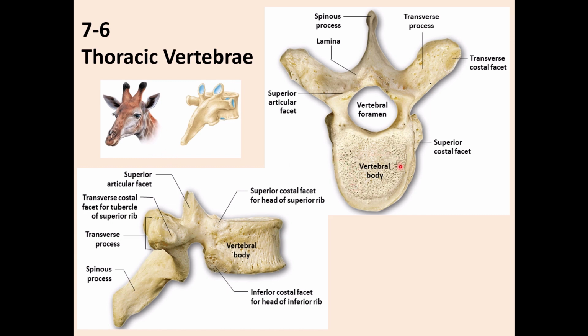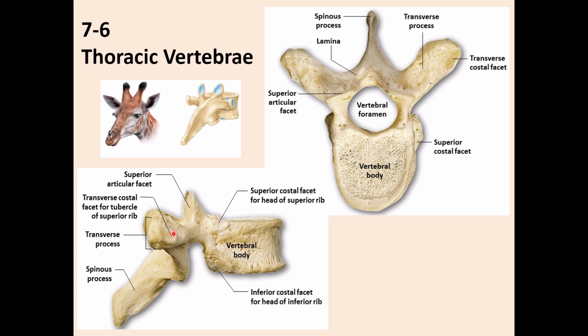Okay, so the vertebral body is located anteriorly. The vertebral body contains specific articular facets here. This is called the superior costal facet, and this is the inferior costal facet. The superior one articulates with the head of the superior rib, and the inferior one articulates with the head of the inferior rib.